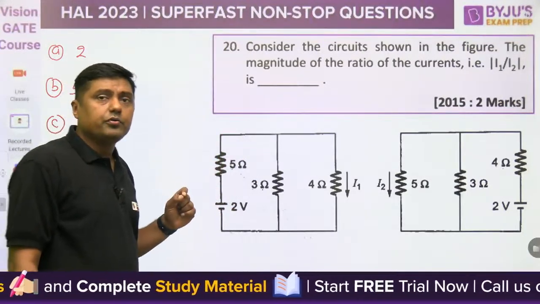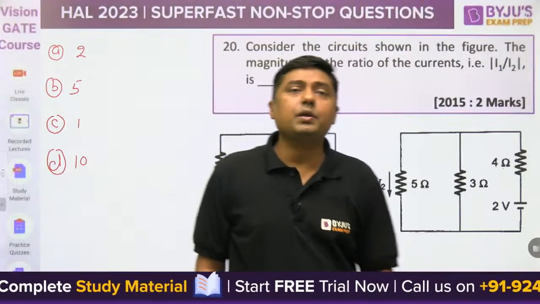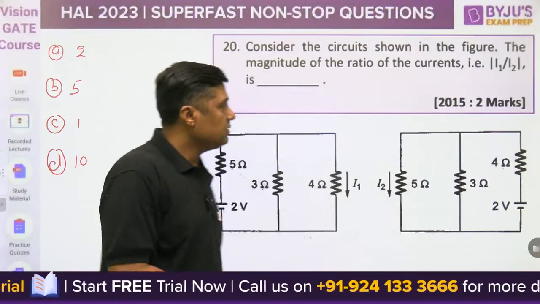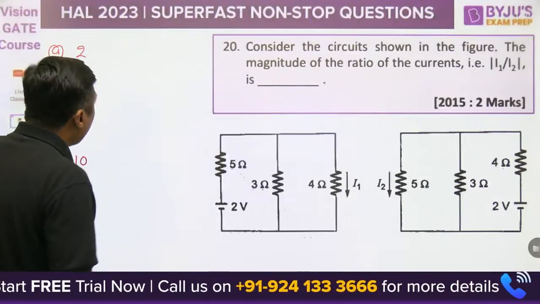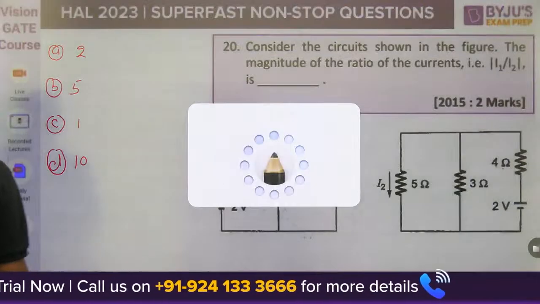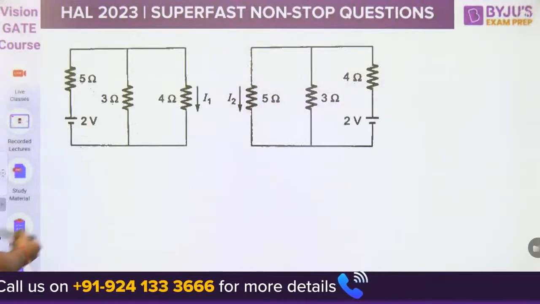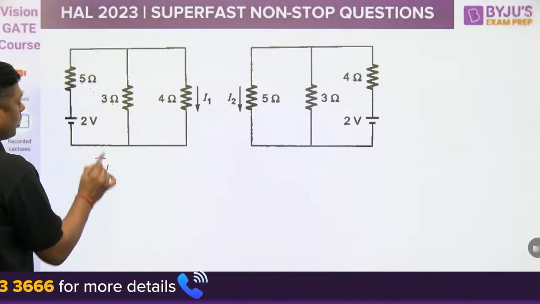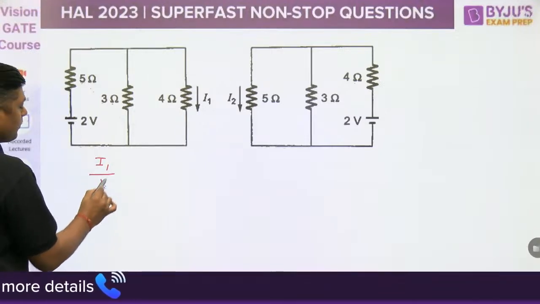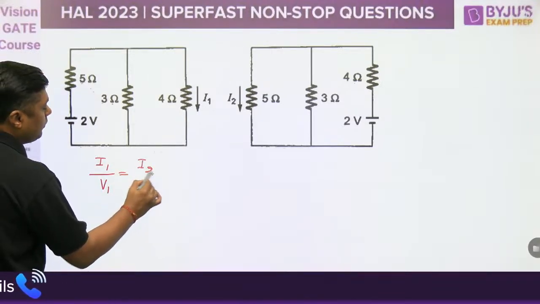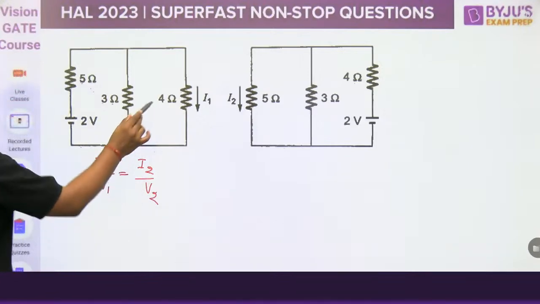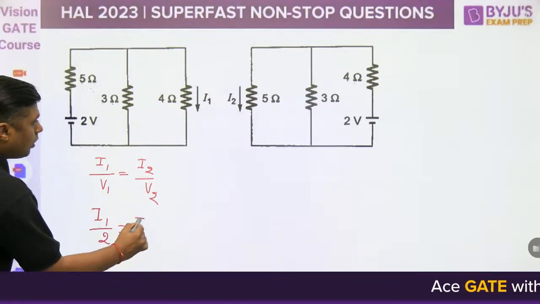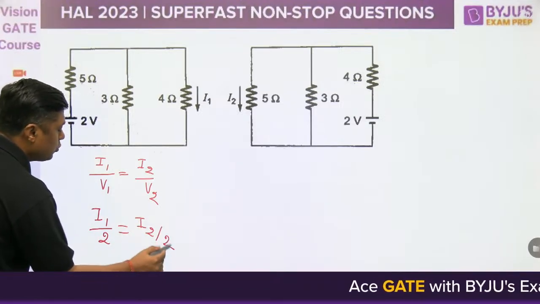But here we can apply one theorem. What is the name of the theorem? We can apply the reciprocity theorem here. With the 2 volt source, the response is I1. What is the excitation here? V1 is equal to I2 upon V2. So I1 upon 2 is equal to I2 upon 2. Both are 2, so the 2s cancel.